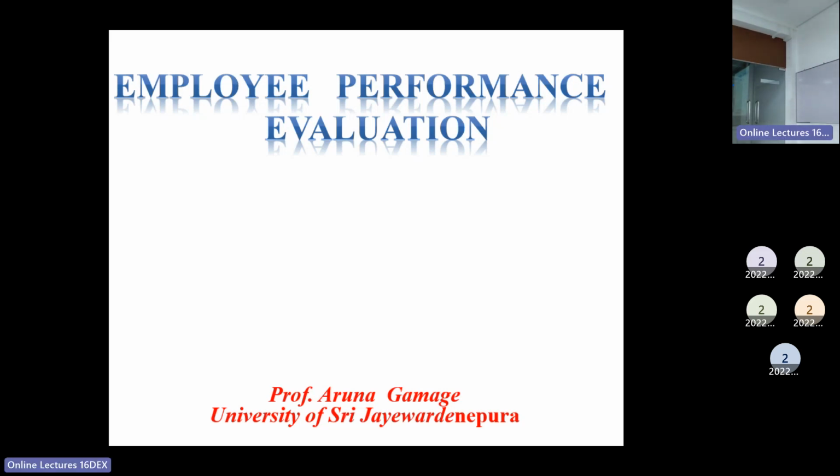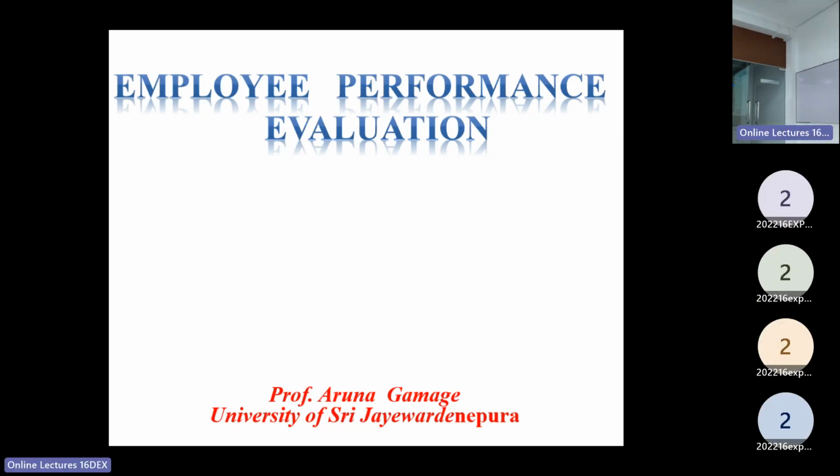Many organizations are doing performance evaluation just to achieve a very small purpose. Government organizations, government-sponsored organizations, are doing performance evaluation just to decide whether a salary increment is given. Understand? If it is real, private sector organizations also use performance evaluation to decide whether a salary increment is given. If it is given, what is the size of that increment?